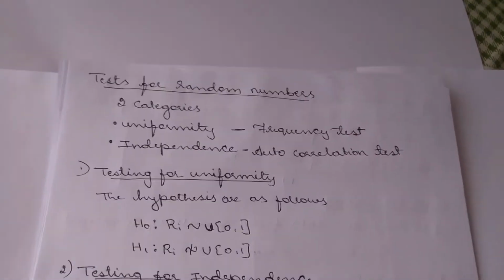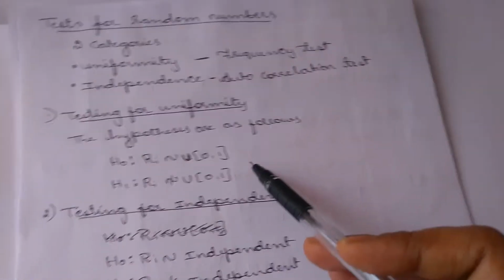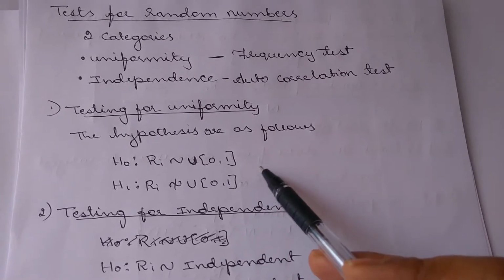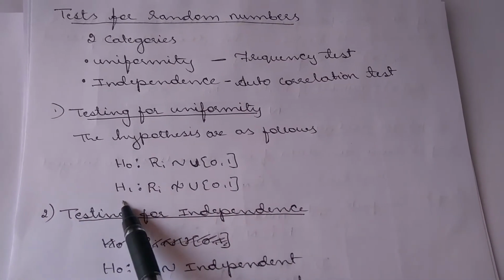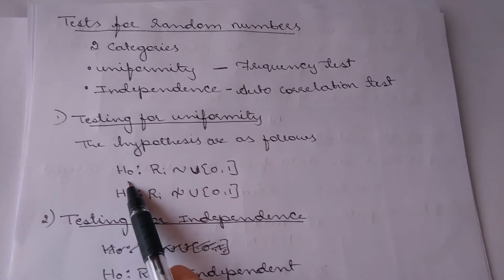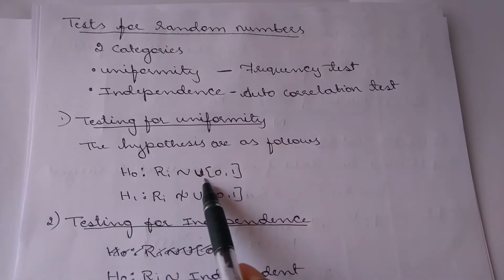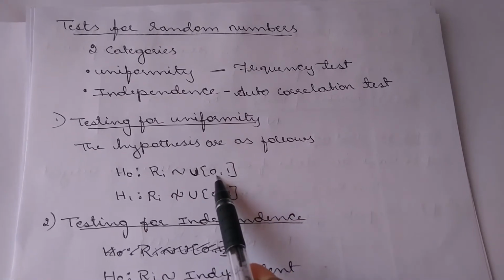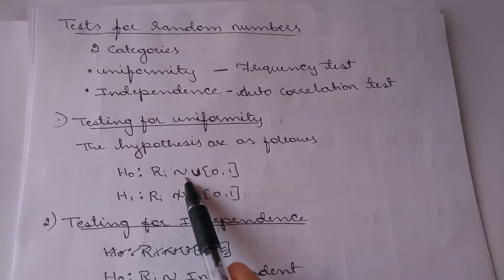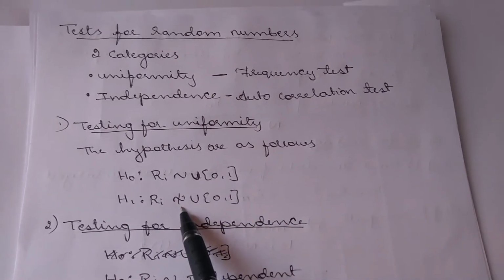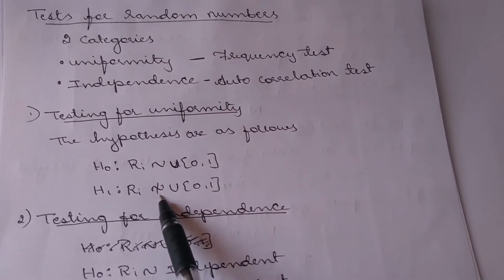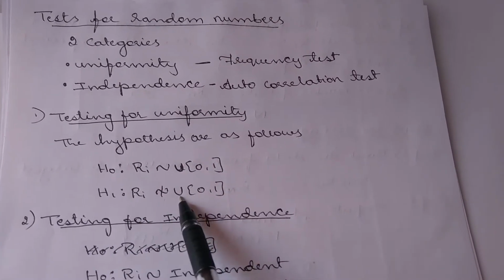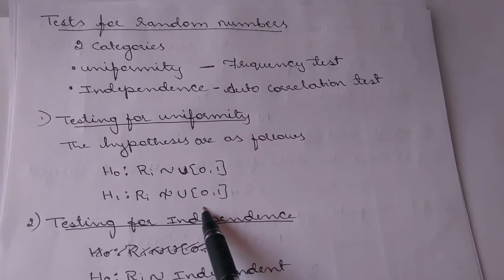First, I'll show you how to test for uniformity. The hypotheses are as follows: H0 and H1. H0: Ri, a random number, is uniform in the interval 0 to 1. That is, between 0 and 1 the random number is uniform. This is the symbol to denote not uniform. H1: the random number is not uniform within the interval 0 to 1.